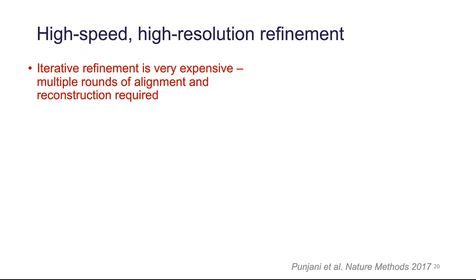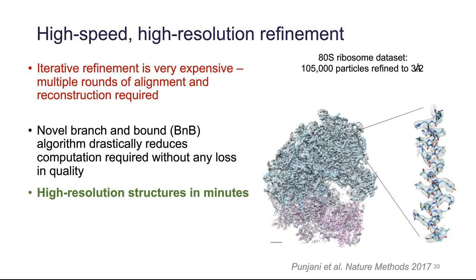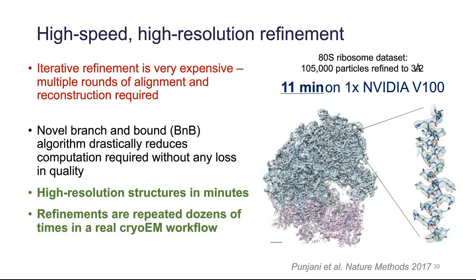It turns out that a huge reduction in the computational expense of iterative refinement is possible with a more advanced algorithm called branch and bound in CryoSPARC. Today, for example, this dataset of 100,000 ribosome particles can be refined to 3.2 angstrom resolution in just 11 minutes on a single NVIDIA GPU in a workstation. These dramatic speedups lay the foundation for making cryo-EM a scalable technique in the drug discovery workflow. Fast refinements are particularly important because real cryo-EM workflows today require many repetitions of refinement with different subsets of particles to reach maximal resolution.